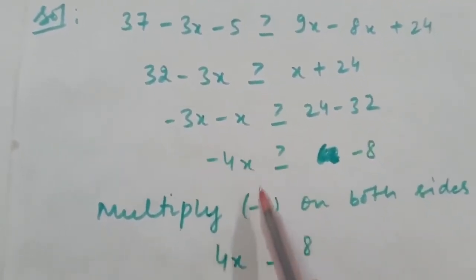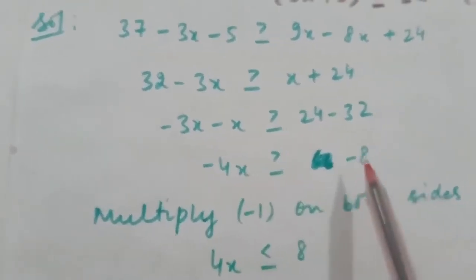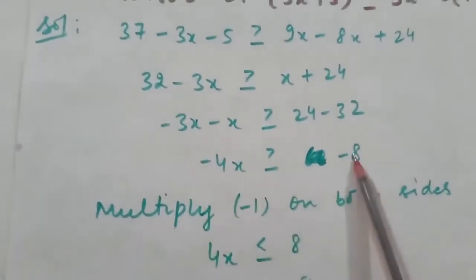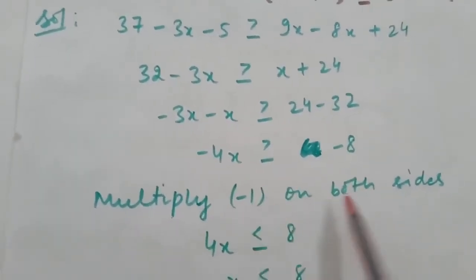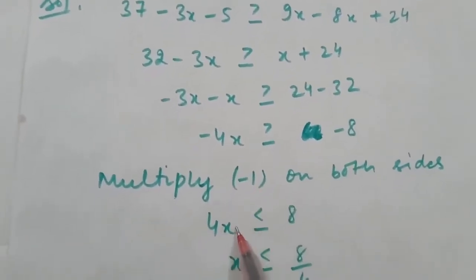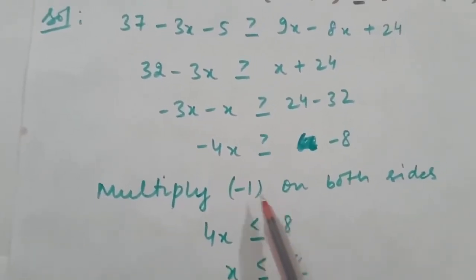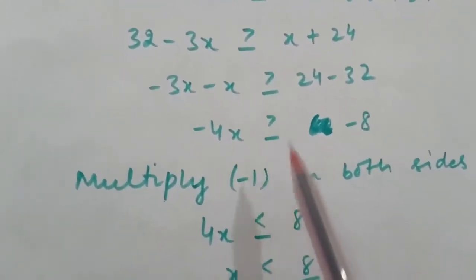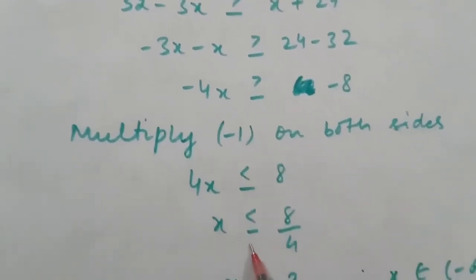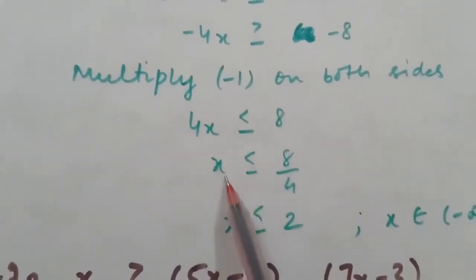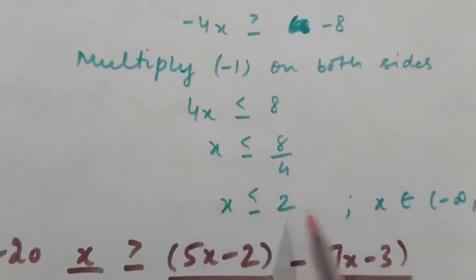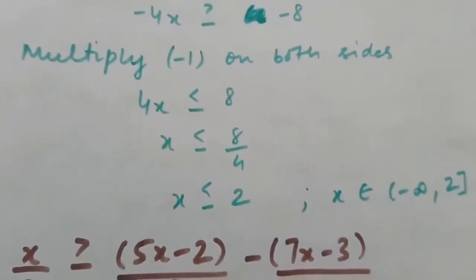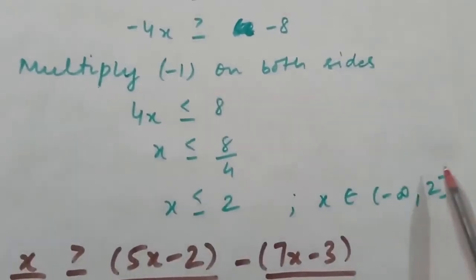When you solve it, you will get minus 4x is greater than or equal to minus 8. Now the minus is there, so we are multiplying both sides by minus 1. You will get 4x less than or equal to 8. When we multiply with a negative number, the sign of the inequality changes. Now divide by 4 on both sides, so you will get x less than or equal to 2. Therefore we can say x belongs to minus infinity to 2, and as equality is there, a closed bracket will come.